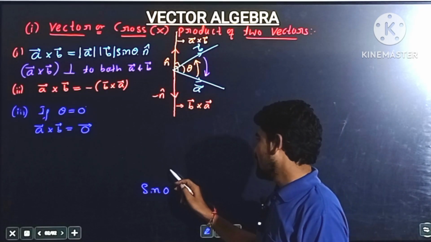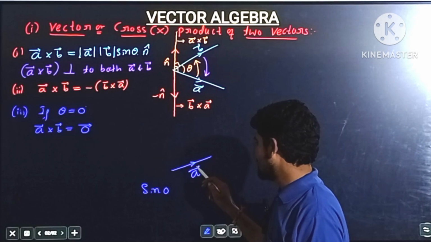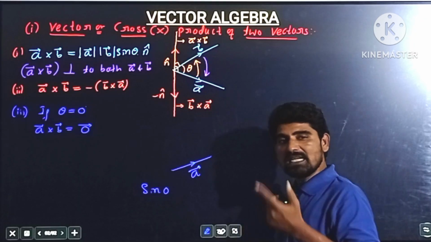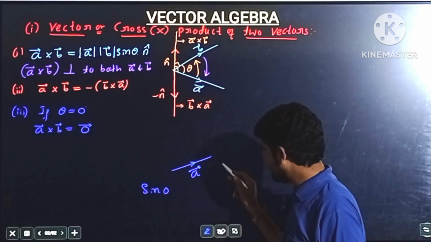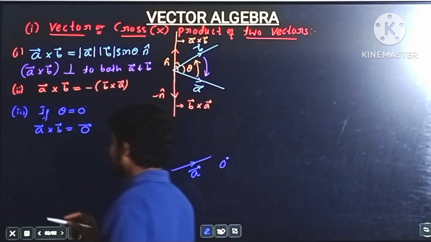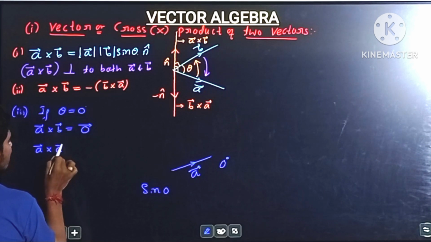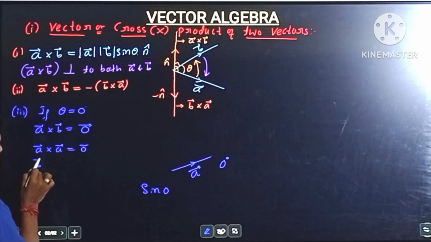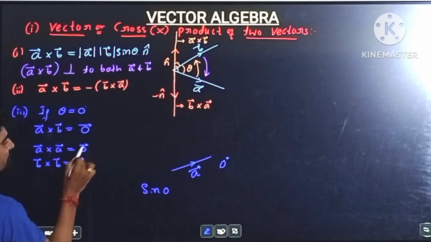See here, you need to observe one more thing. Suppose this is a vector. The angle made by the vector a with itself is equal to 0 degree. So therefore we can say that a vector cross a vector is equal to 0 vector, or b vector cross b vector is equal to 0 vector.